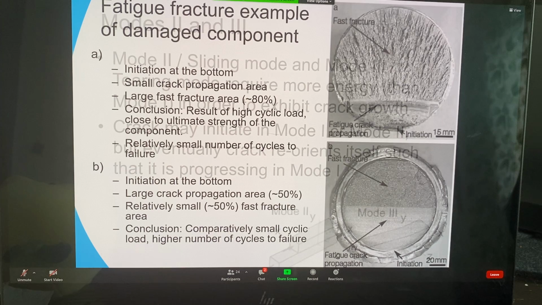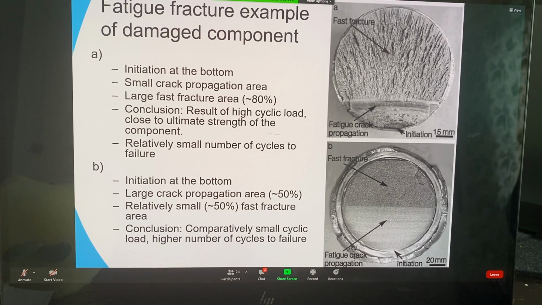Okay, so here we have two pictures of fatigue fractured components. First, the top, we can see that we have had initiation of a round bar here in the bottom. That's the initiation phase. Then we've had some crack propagation, maybe to 25% of the diameter. And then we've had fairly rapid, fast fracture. Seems like a brittle fracture to me.